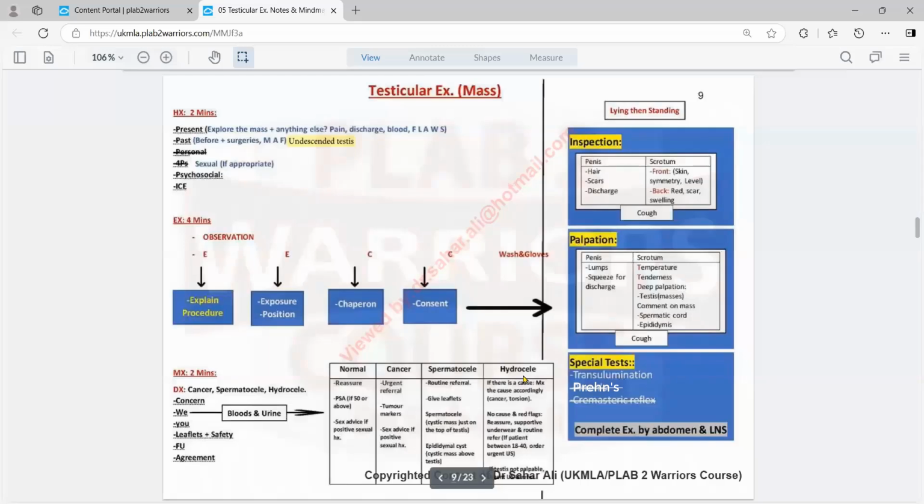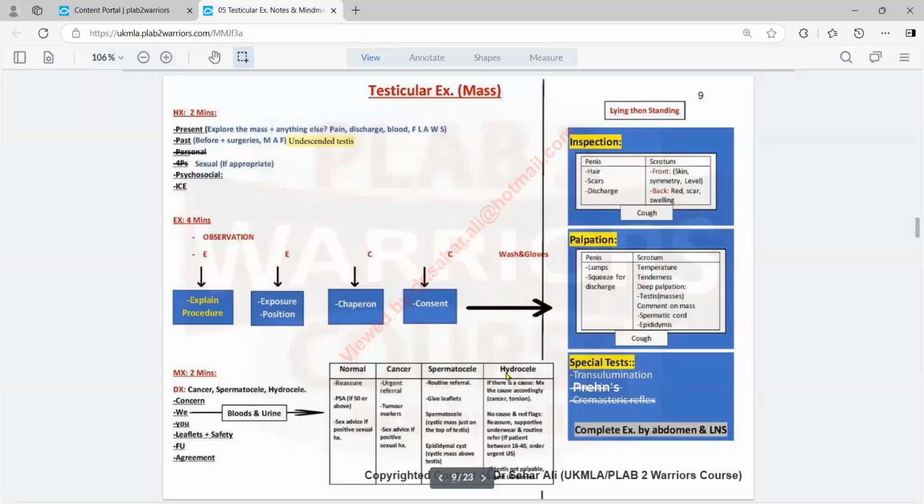Hydrocele: you find the whole testis is swollen and the mass is around the testis, all right? Not within the testis or above the testis. No, the whole testis is swollen, okay? And there is fluid around the testis. This is in hydrocele. It's very rare.